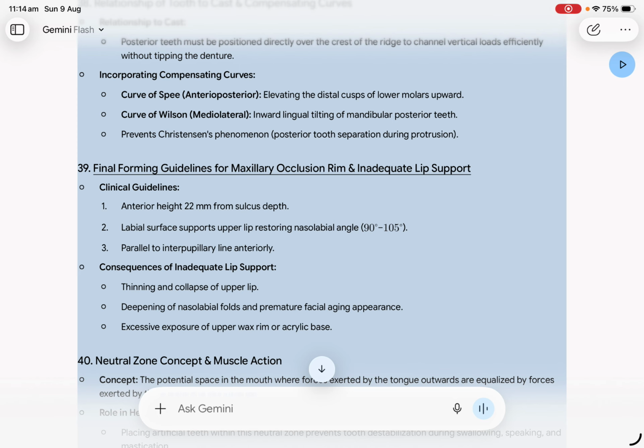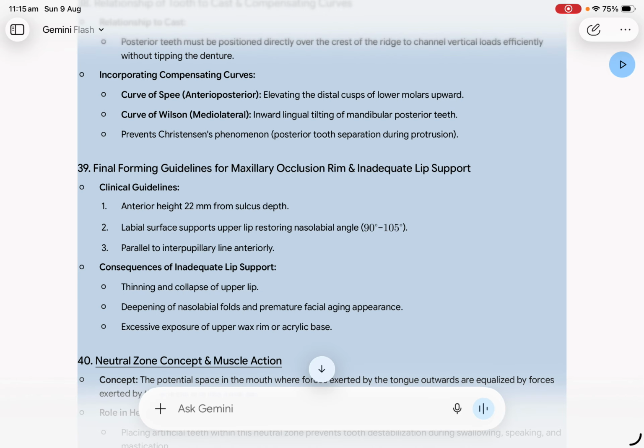39. Final forming guidelines for maxillary occlusion rim and inadequate lip support. Clinical guidelines: 1. Anterior height 22 mm from sulcus depth. 2. Labial surface supports upper lip, restoring nasolabial angle. 3. Parallel to interpupillary line anteriorly. Consequences of inadequate lip support: thinning and collapse of upper lip, deepening of nasolabial folds, and premature facial aging appearance. Excessive exposure of upper wax rim or acrylic base.